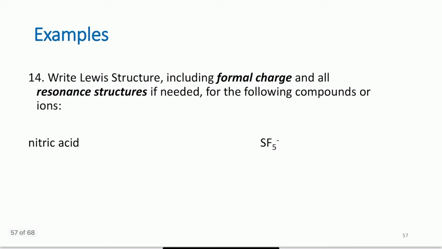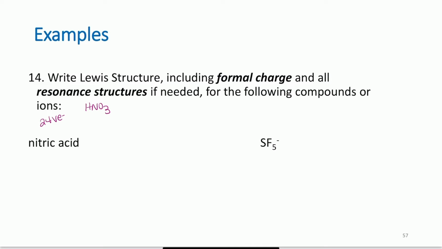Write the Lewis structure, including formal charge, and all resonance structures if needed for the following compounds or ions. Nitric acid. Nitric acid is HNO3. Hydrogen, 1 valence electron. Nitrogen, 5 valence electrons. 3 oxygens, 3 times 6, 18 valence electrons. So what is that? 18, 19, 20, 23, 24 valence electrons.